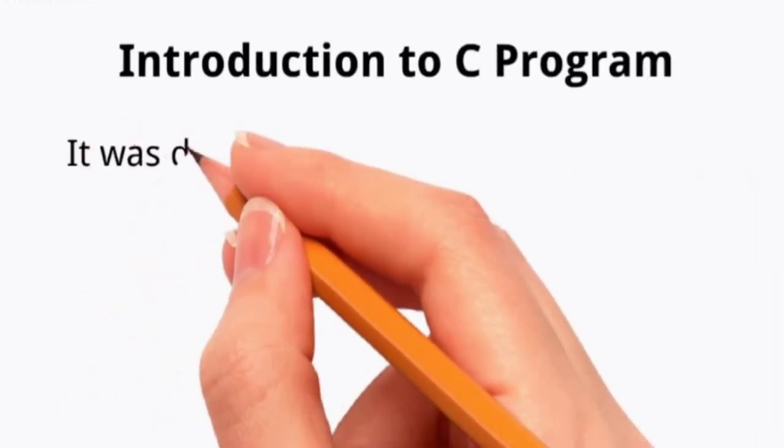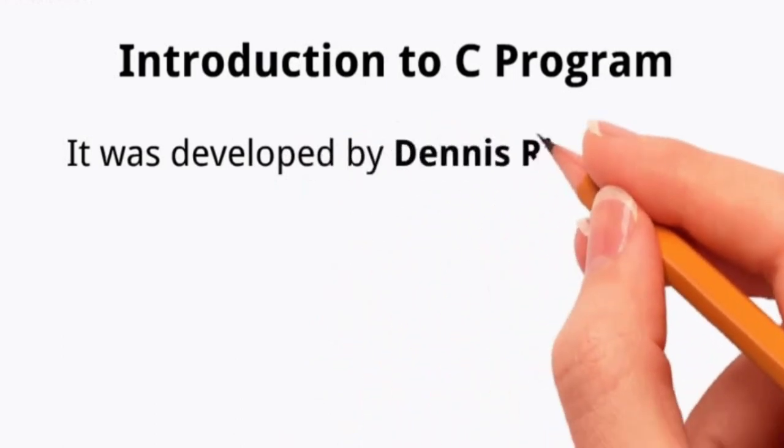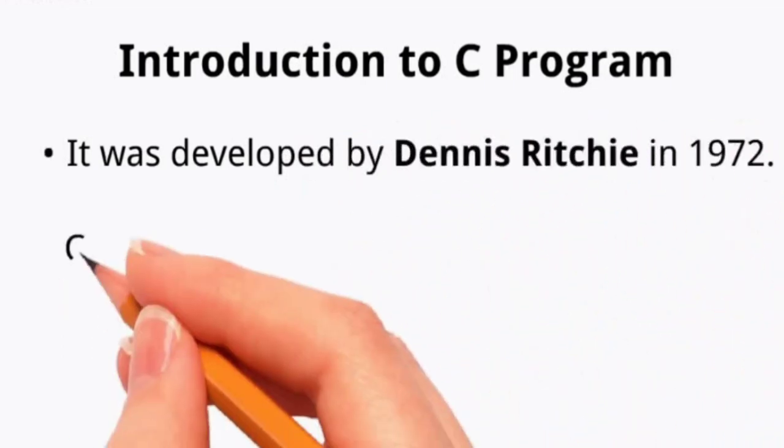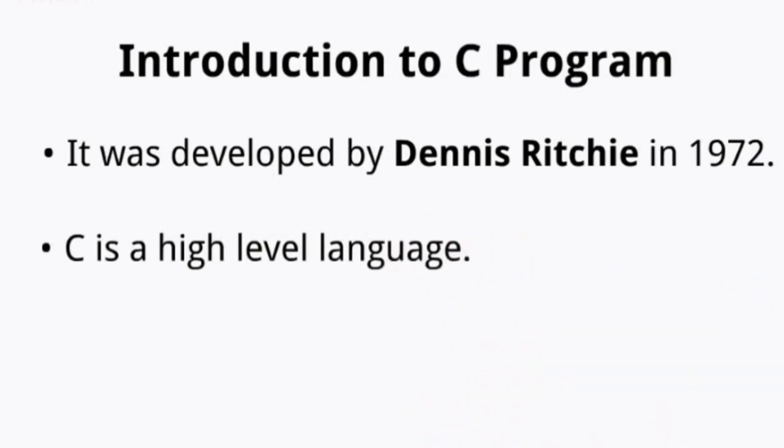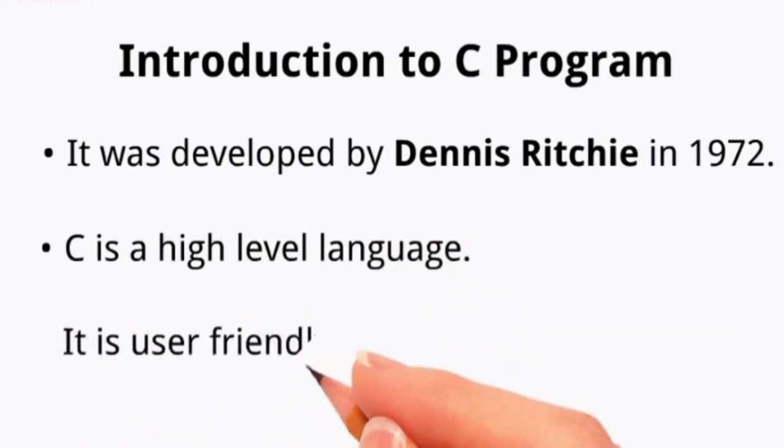Let me see the introduction of C program. C program is developed by Dennis Ritchie in the year of 1972. It's a high level language, comes under third generation. It's a user friendly language.